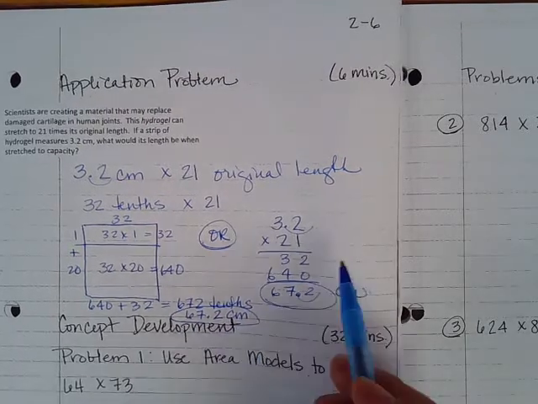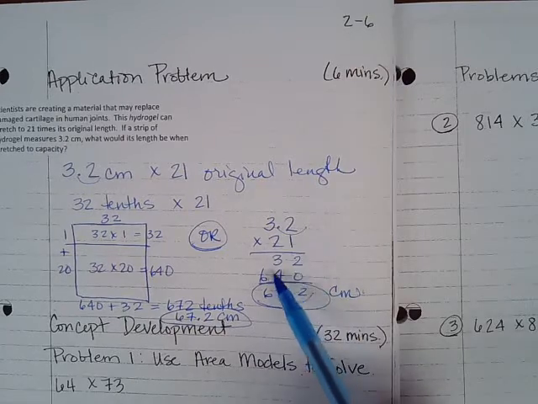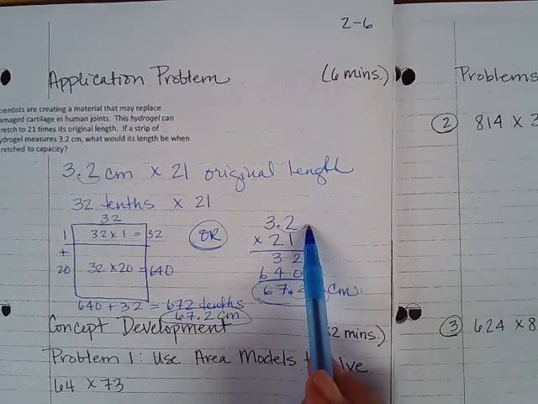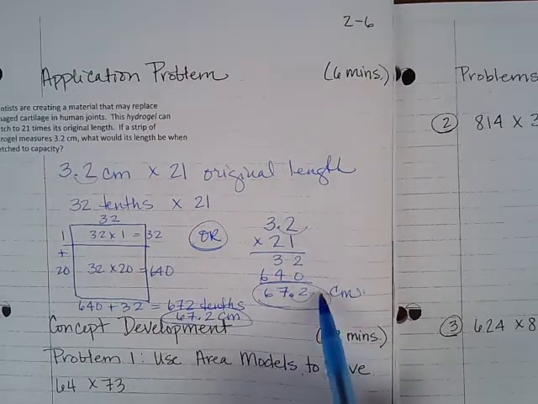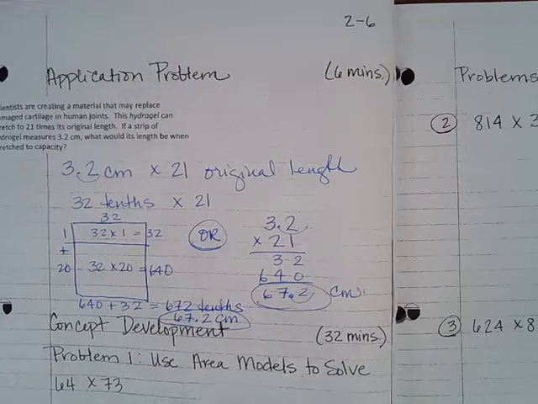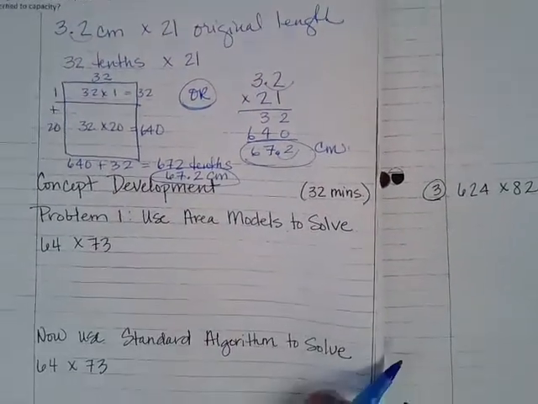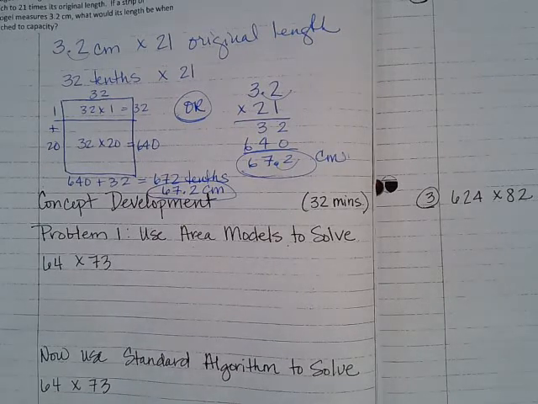67.2 centimeters. You could also use standard algorithm, 3.2 times 21. We could get rid of that decimal, do standard algorithm, and then go ahead and move it back in, 67.2 centimeters. Two different ways to do it. All right, so I'm going to move on to concept development.